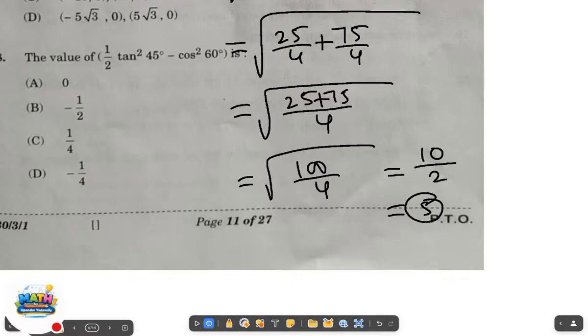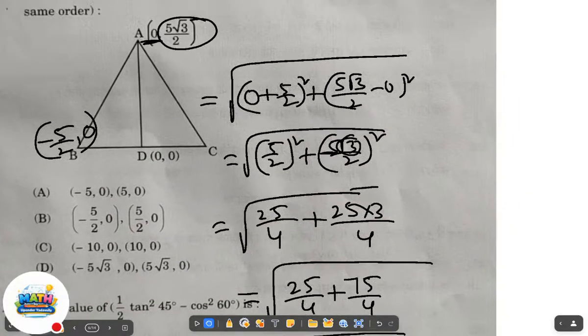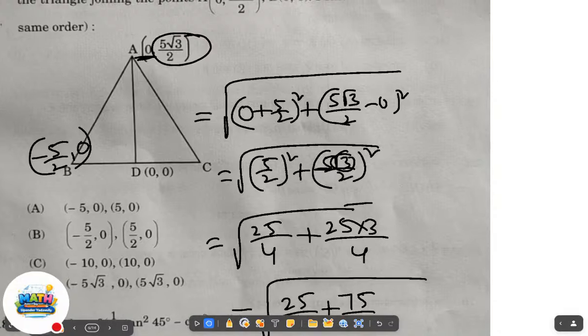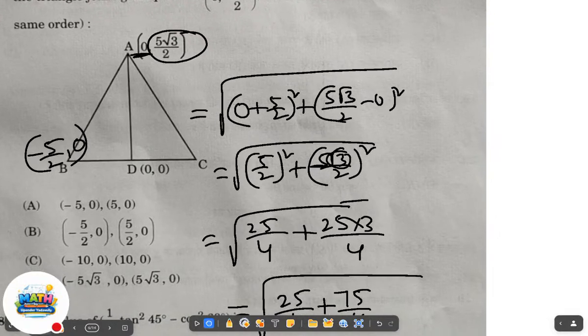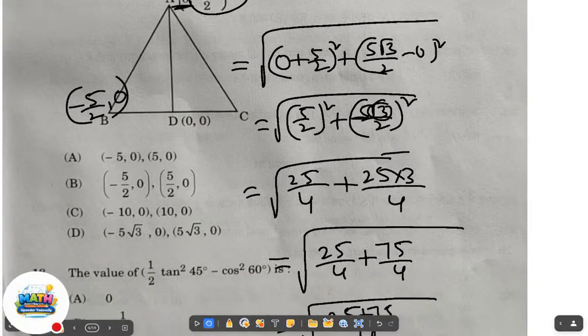So the distance between B and C is 5, and the distance between A and B is also 5. In the same manner, the distance between A and C will also be 5. So option B is the right answer.